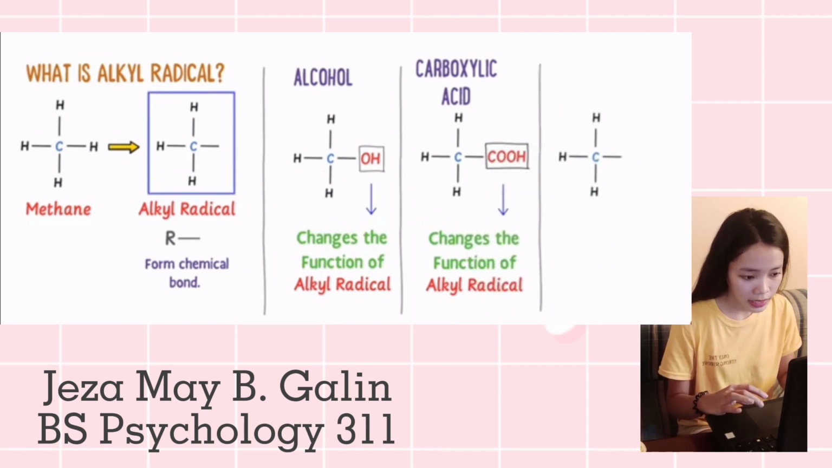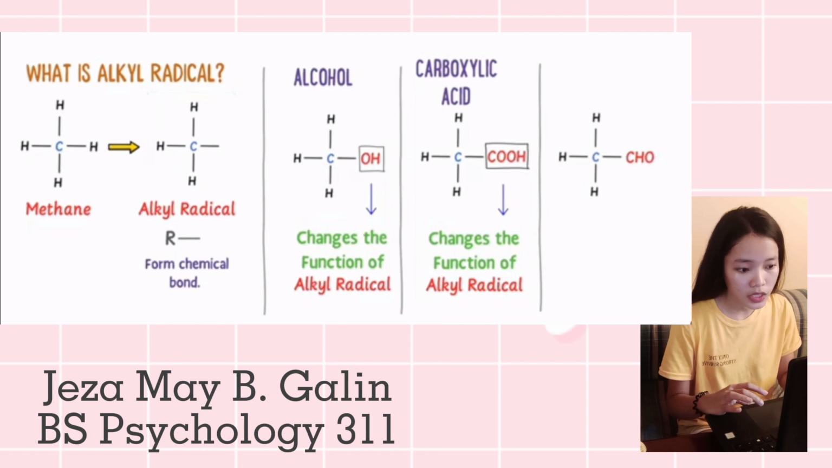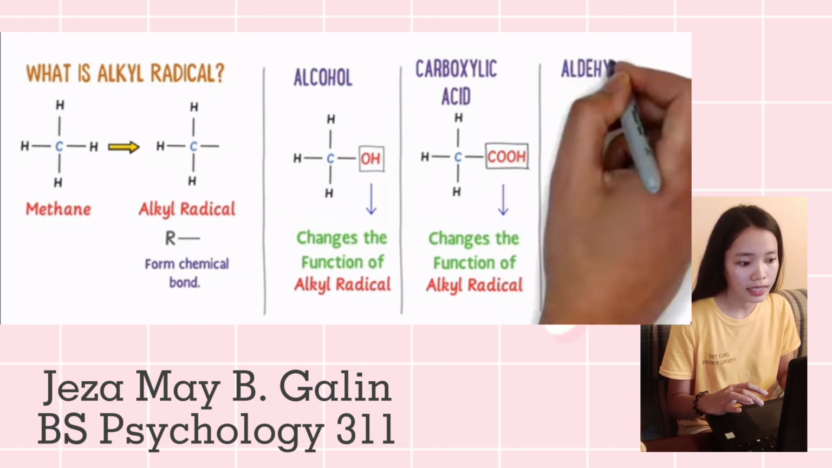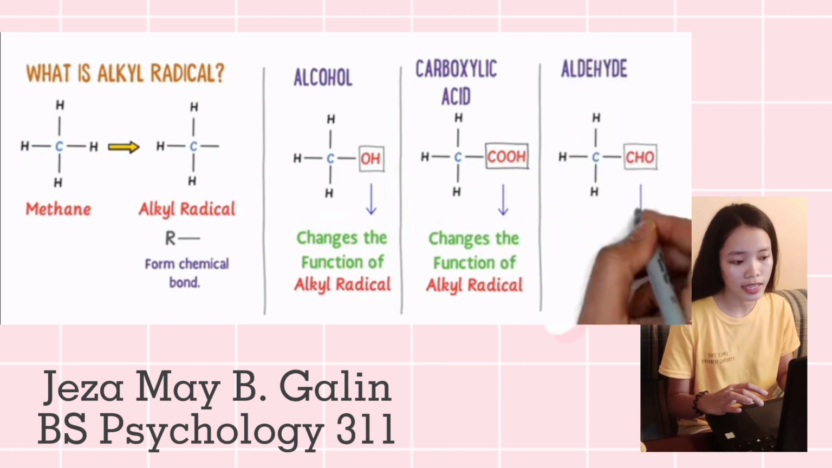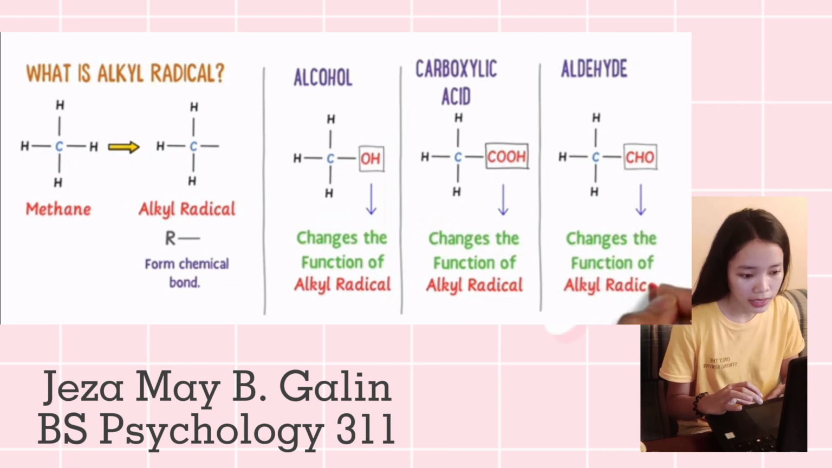Thirdly, I will take this alkyl radical again. This time, I add CHO to this alkyl radical. And it also gives a change and I get aldehyde. So, CHO changes the function of the alkyl radical.